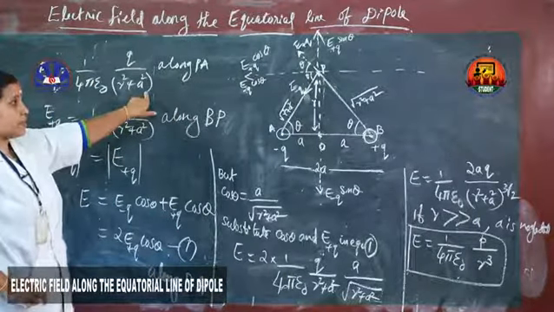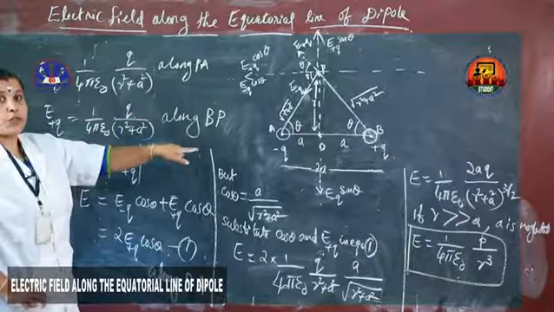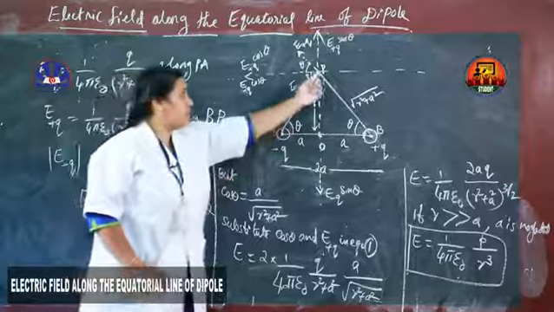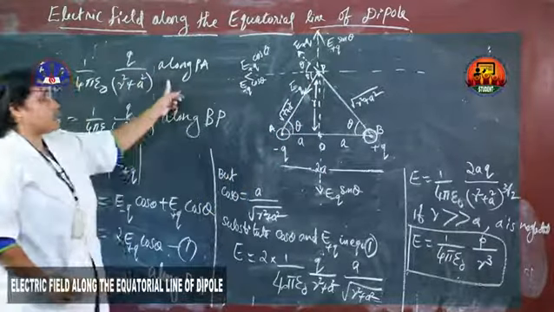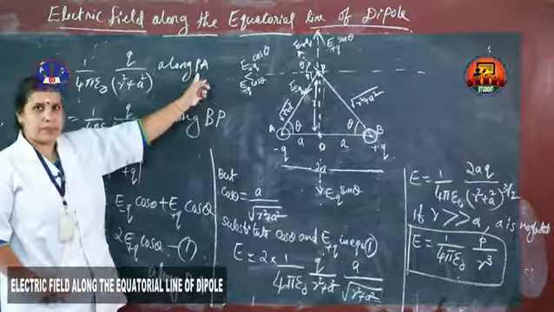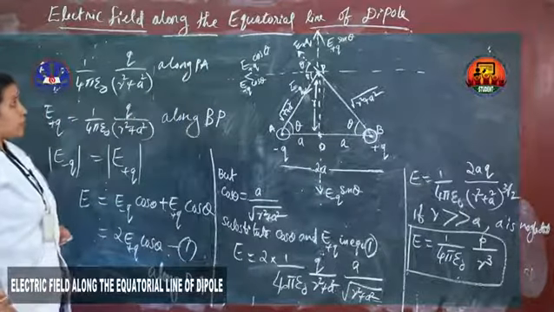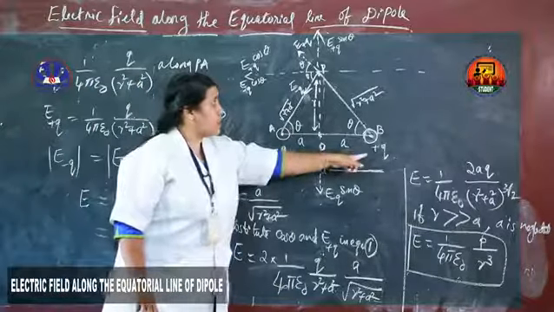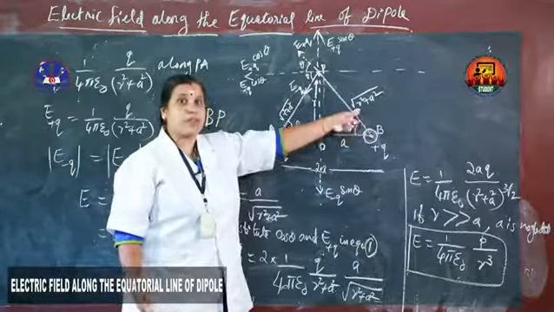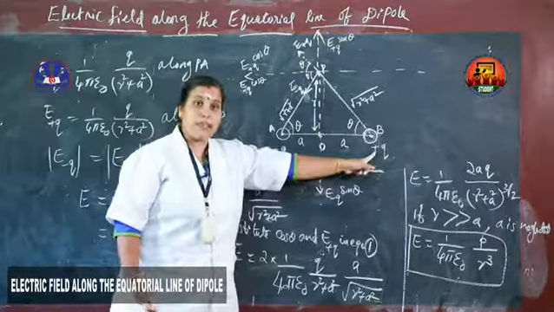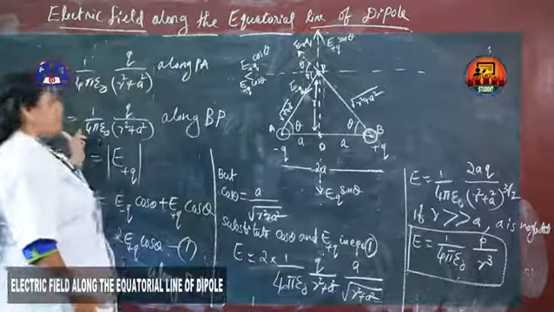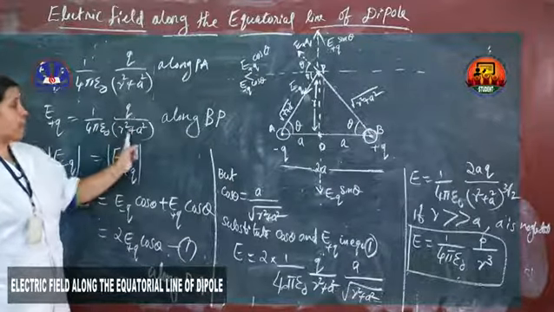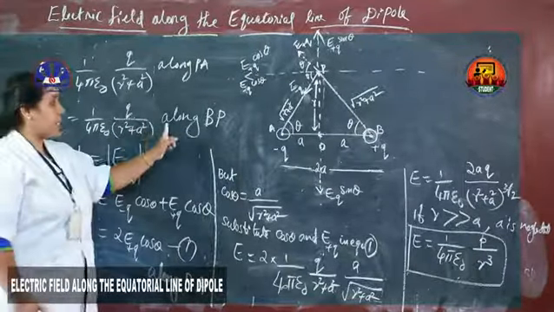Now what about its direction? It is a negative charge, so the direction of the electric field is inward. Inward means towards PA, so we can mark the direction along PA. Now what is the magnitude of the electric field at P due to the positive charge? Again, the positive charge is also at the same distance root of r square plus a square, and the strength of the charge is also the same. So you will get the same equation, E plus Q equals 1 by 4 pi epsilon 0 Q divided by r square plus a square, and only the direction is different.